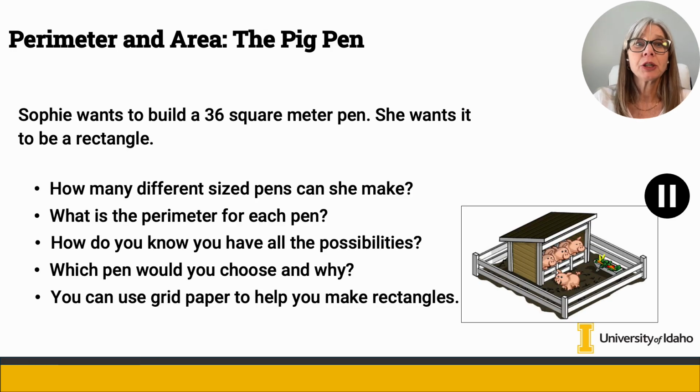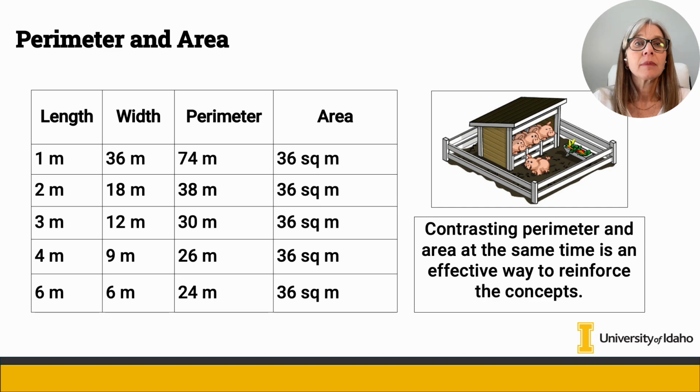Area and perimeter are challenging concepts for students, perhaps because both involve shapes or because students are taught the formulas for both concepts too soon, at about the same time. One suggestion is to give them activities such as this one so that you can contrast the two ideas at the same time. Here's a similar task as before. This time it involves finding different rectangles with a fixed area. Take a few minutes to solve this problem.